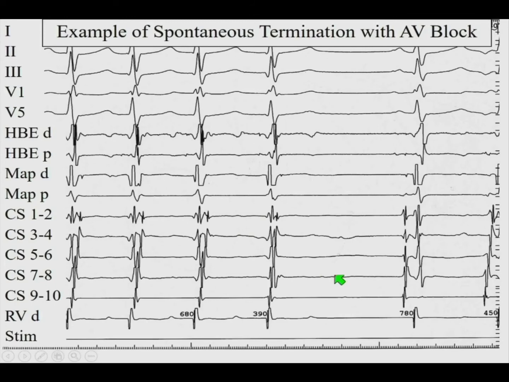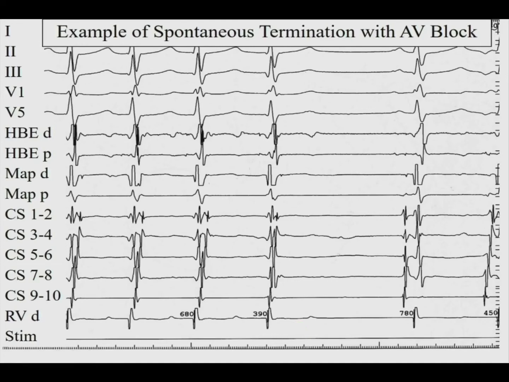And just was brought up, where's the A and the V? Well, if you look here on the CS catheter, that's all A. So during tachycardia, you know this is an A, not a V, right? So you have simultaneous atrial and ventricular activation, and you have spontaneous termination with AV block. In fact, it slows a little bit before it blocks. What's the diagnosis?